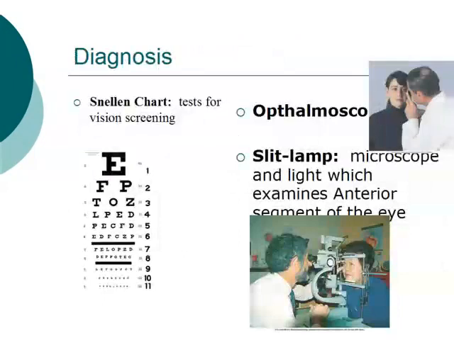One is just regular vision can be checked with the Snellen chart, which if you've gone to the optometrist or ophthalmologist, you've seen this chart before. They can also do it with the ophthalmoscope, where they can look at the inner structures of the eyes, the retina, and that type of thing. And then the slit lamp uses a light which examines the anterior segments of the eyes. So this is also something that's used if corneal abrasions or foreign bodies were in the lens and they needed to look for those types of things.